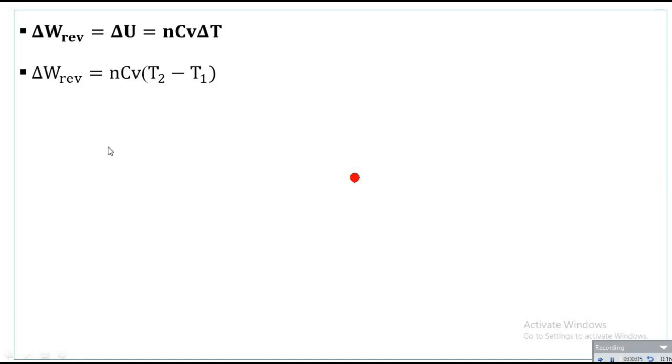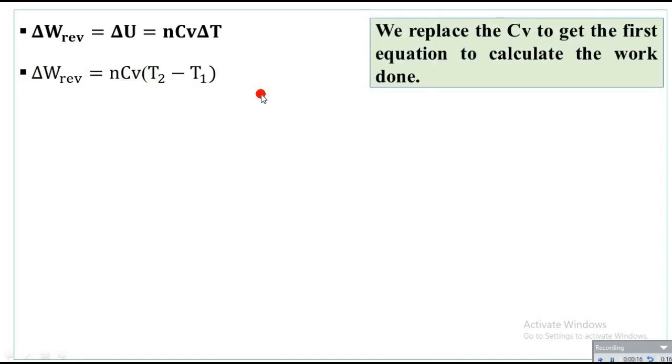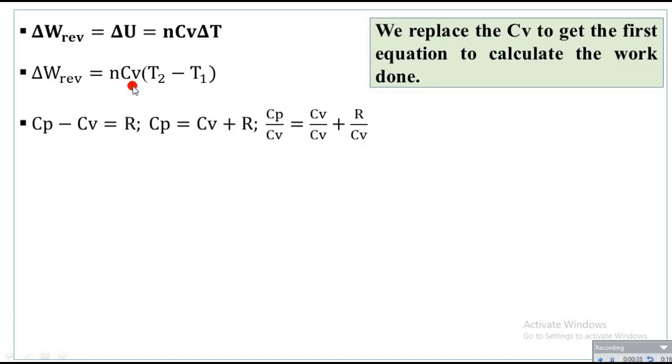So that means the work done in reversible is equal to nCv (T2 minus T1). This is the change in temperature. Now we can replace the Cv to get the first equation to calculate the work done. Remember, we have seen the relationship between Cp and Cv, and from that relationship we can determine Cv. We have seen that Cp minus Cv is equal to R. Then we can determine that Cp is equal to Cv plus R.